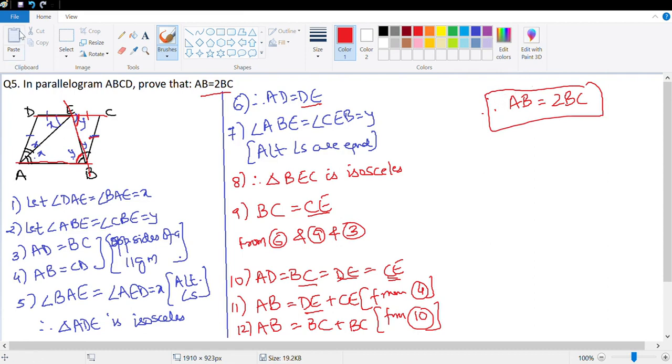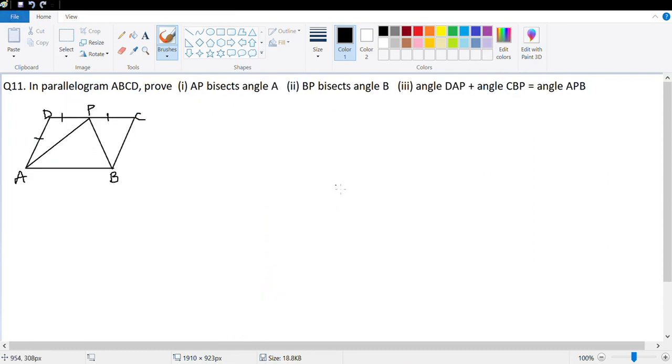Let's move on. Let's look at the next question. The next question that we're doing is question number 11. Let's look at question number 11. In parallelogram ABCD, similar question, exactly similar question, but here different things are given. So in parallelogram ABCD, prove that AP bisects angle A. Earlier this was given as a bisector and these two were equal. We had to prove them equal. Now we need to prove that this is a bisector. So let's look at this and see how we can solve this.